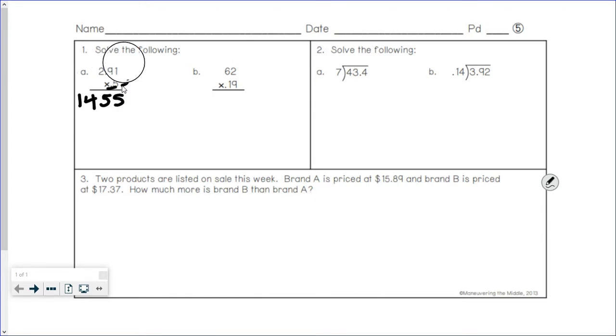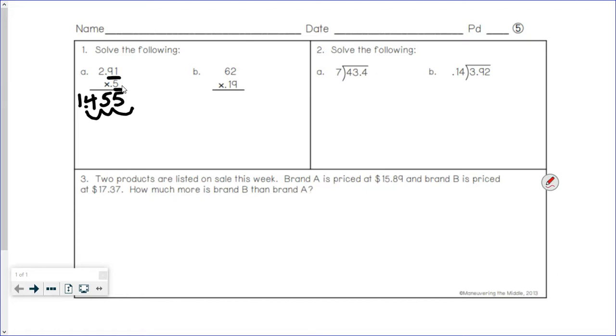And then all I have to do is look back at the original problem and see how many decimal places there were at the beginning. So I see that there's 2 spots after the decimal here. I see that there's 1 spot after the decimal here. So altogether I have 3 spots to the right of the decimal. So I start here, and then I go 1, 2, 3, and that's where my decimal goes. So your answer should be 1.455, or a better way to say that would be 1 and 455 thousandths.